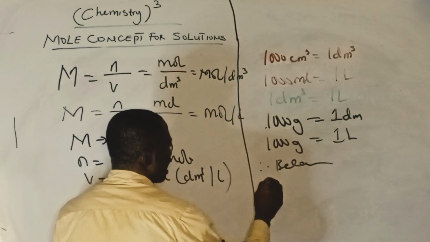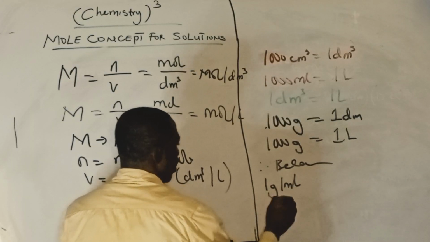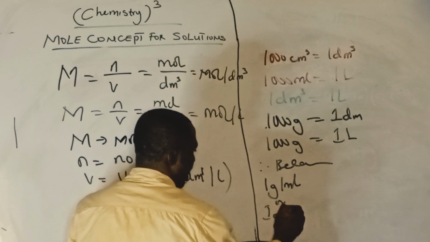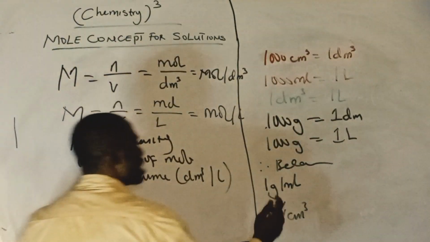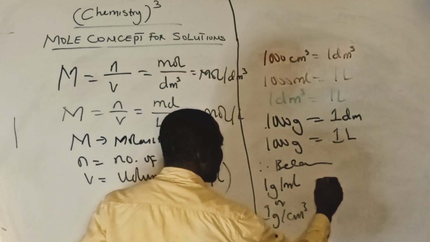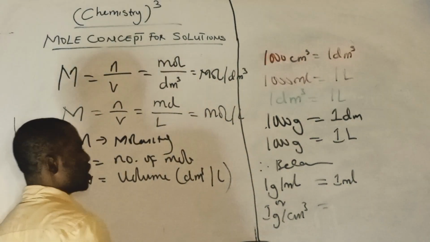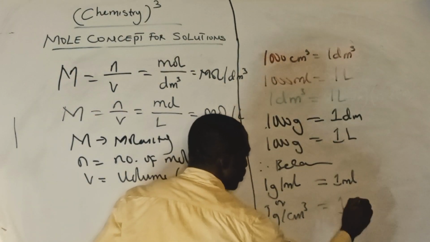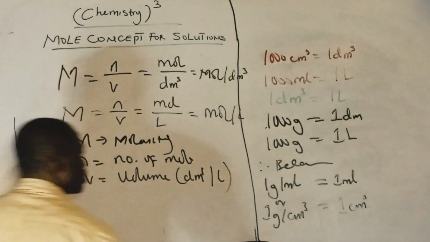The density of water is 1 gram per milliliter or 1 gram per cm³. That's why 1 gram is the same thing as 1 milliliter, and 1 gram is the same thing as 1 cm³. So you need to understand that. Now we get back to the board.